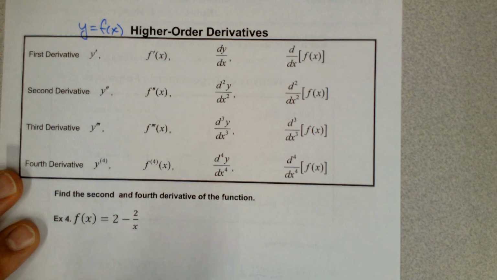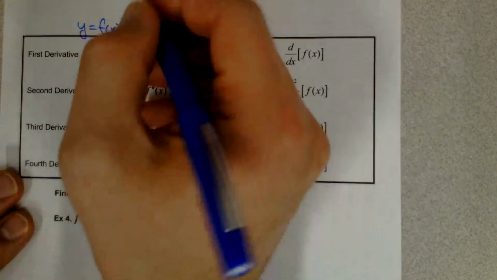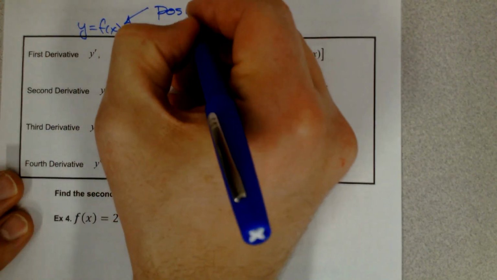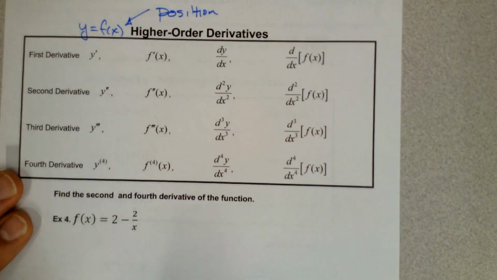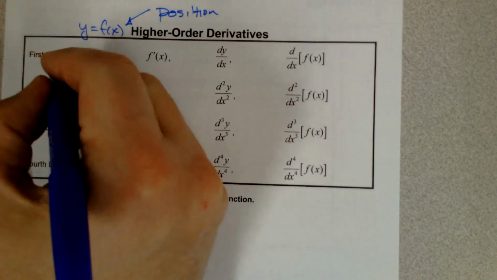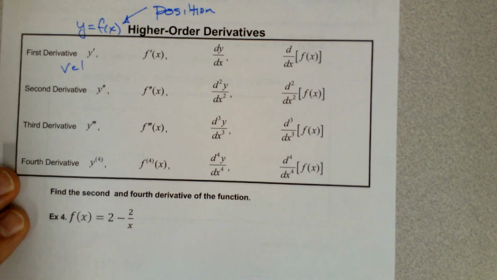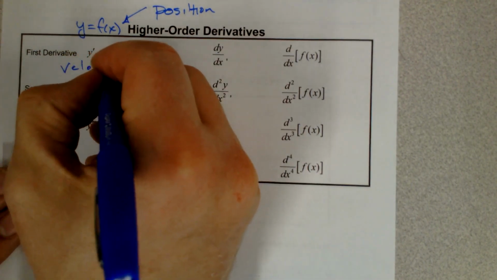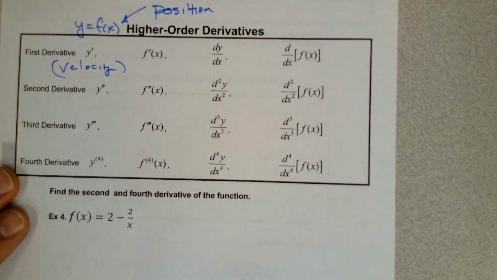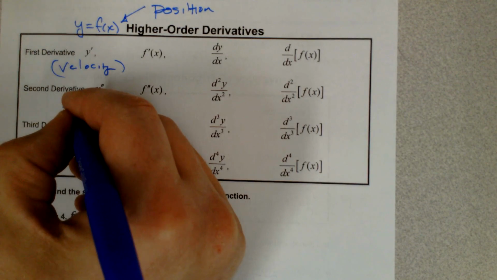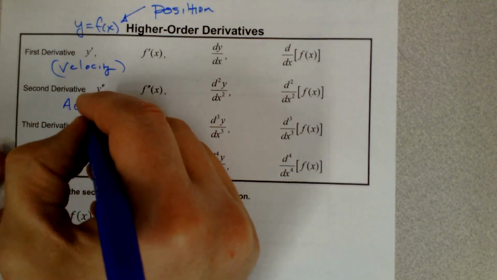Okay. Now, when we're looking at this in terms of physics, the exciting thing is usually we start with that position function. And then we take the derivative of the position, how your change is happening of where you're at, and that's velocity. That's your first derivative. So we have velocity here that we've seen in physics. And then the change in your velocity is your acceleration. That's the second derivative of your position function.